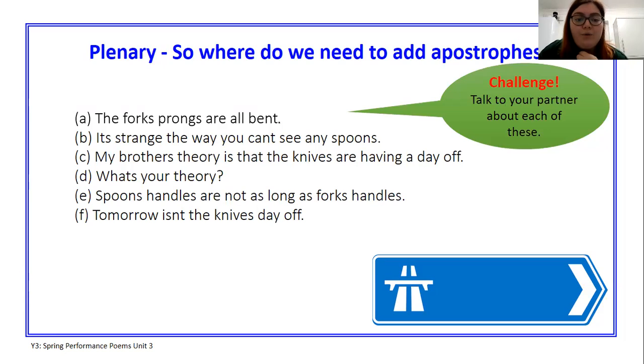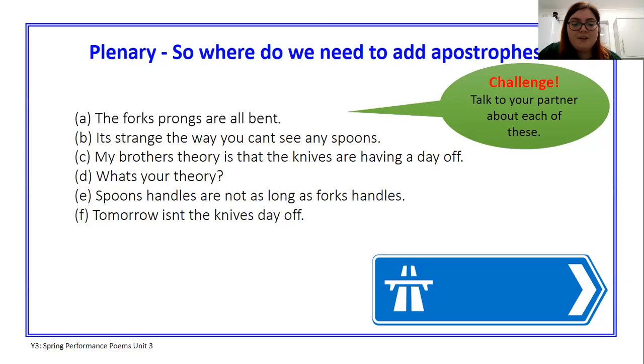So A, the forks' prongs are all bent. Who do the prongs belong to? The forks. Okay, so that's a possession sentence. B, it's strange the way you can't see any spoons. I didn't spot any possession in that sentence, but I do spot two words that should have an apostrophe. See if you can spot them. It's strange the way you can't see any spoons. Have a think. I'll reveal the answers in a moment.